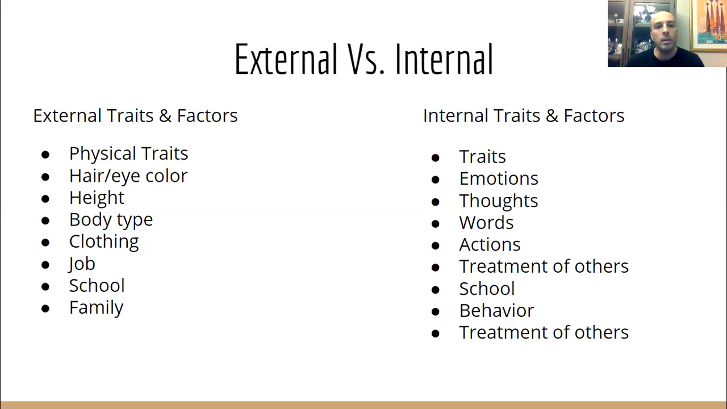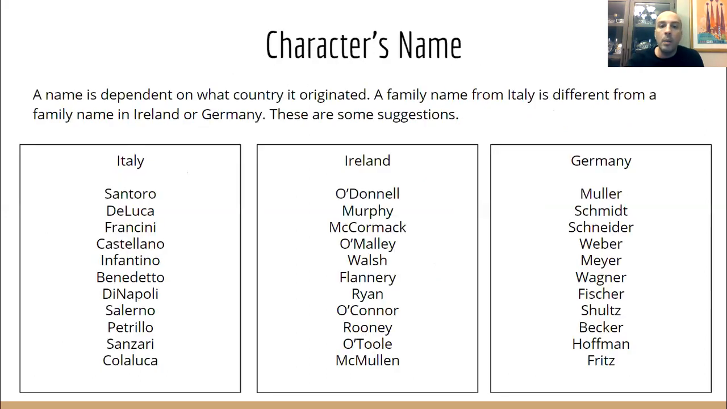And I'm starting to think about his external traits and factors. What does he look like? What color hair does he have? What's his height? What's his body type? What kind of clothes does he wear? What does he do? Does he work? Does he go to school? What's his family like? So I'm really thinking of all these things. I have a lot of information, a lot of ideas running in my head. Before I can even do any of those, I want to choose a name for my character, okay?